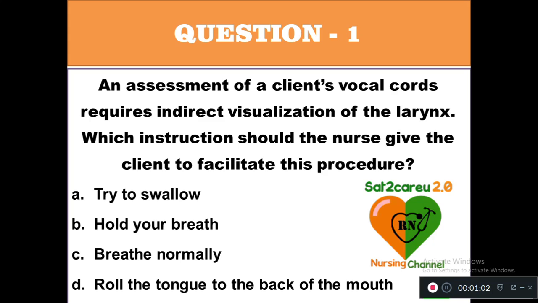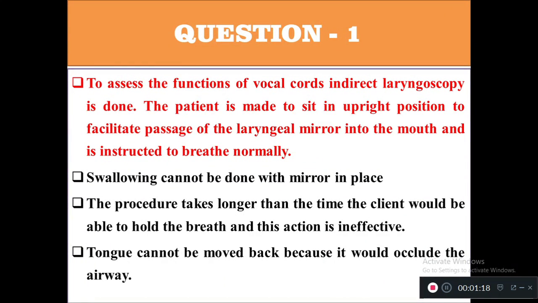So which instruction should the nurse give to the client to facilitate the procedure of visualizing the vocal cord? The right answer is option C, breathe normally. The rationale: to assess the function of vocal cords through indirect laryngoscopy, the patient is made to sit in upright position to facilitate passage of the laryngeal mirror into the mouth and is instructed to breathe normally.